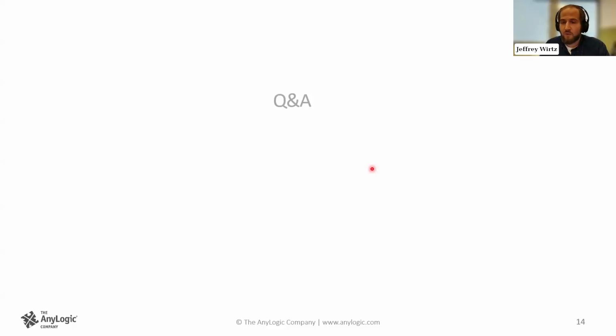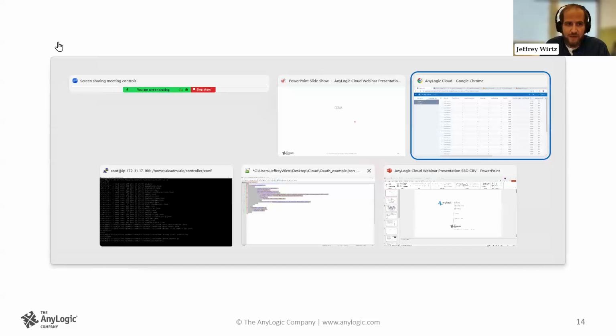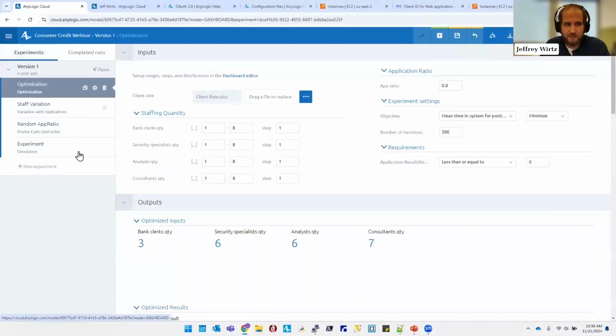So one of the questions, great question, was regarding the completed runs view, if there is a sort of particular scenario comparison. So right now, we do already have a completed runs view for AnyLogic.